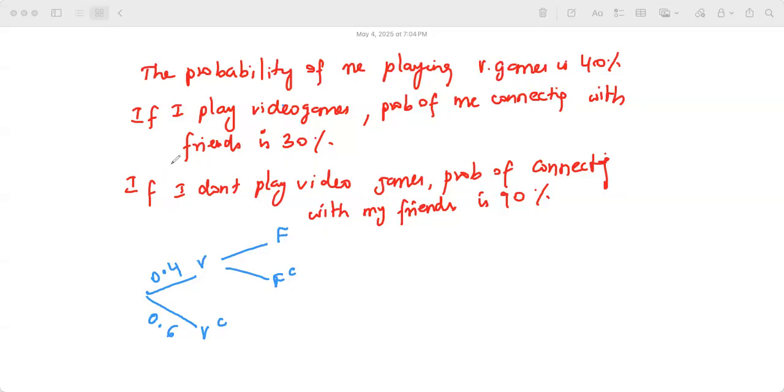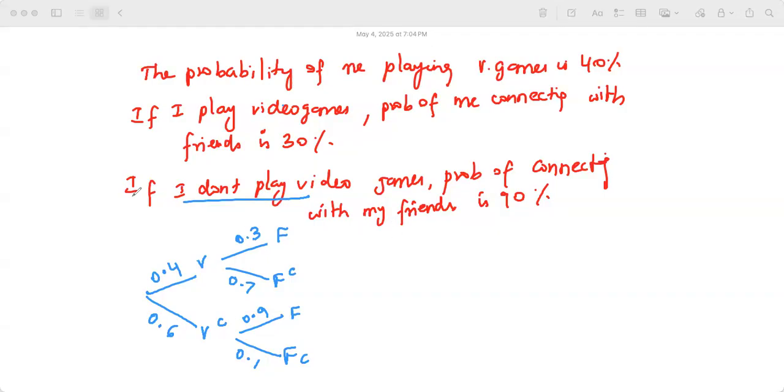If I play video games, the problem states the probability of me connecting with friends is 30%. If this is 0.3, how much will not connecting with friends be? 0.7. Now, we have to come to the second one. If I don't play video games, probability of me connecting with friends is 90%. Then what is the probability of not connecting with friends? 0.1. Now you have your tree diagram. My event 1 is playing video game or not. Event 2 is connecting with friends or not.